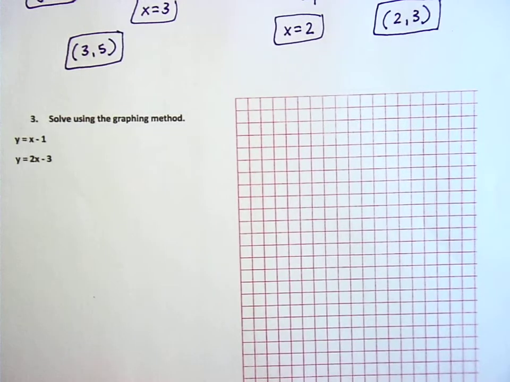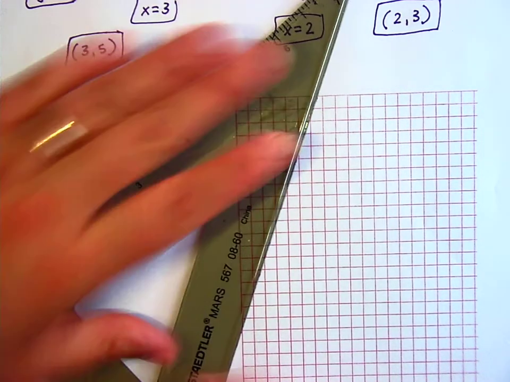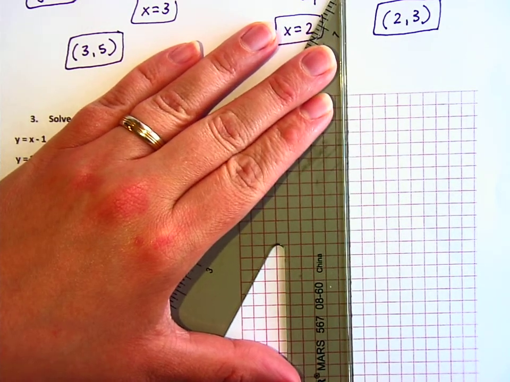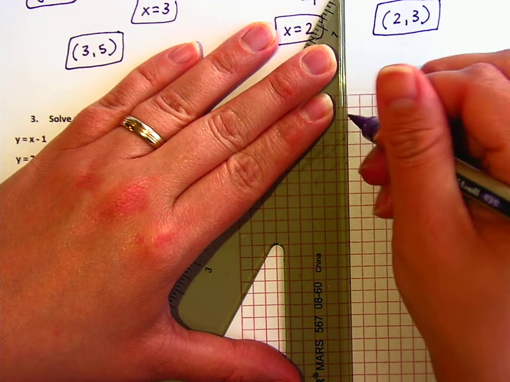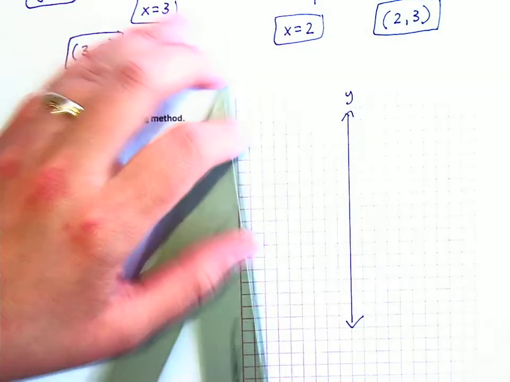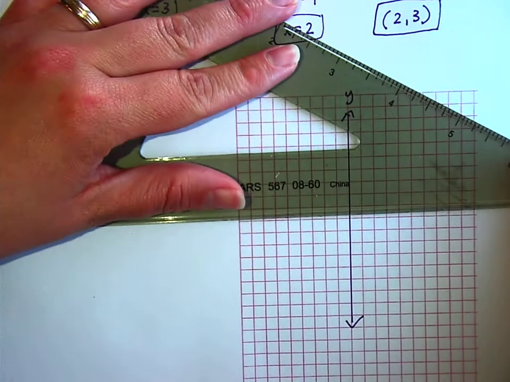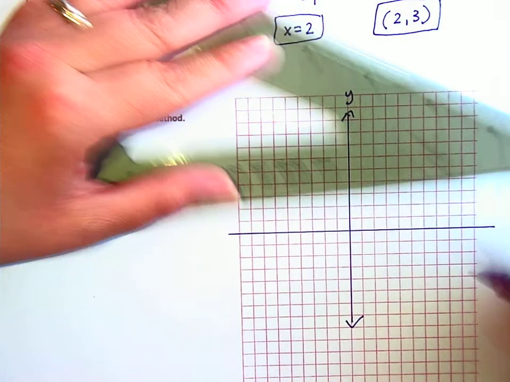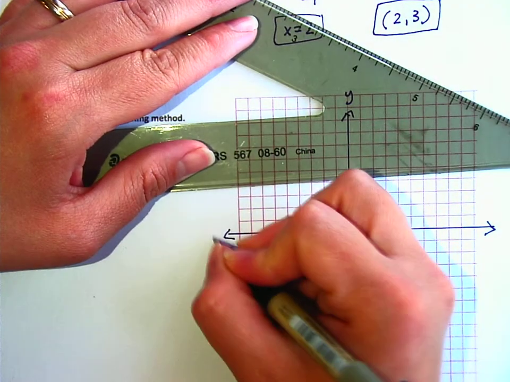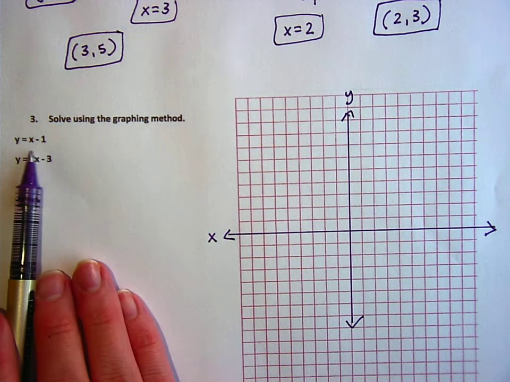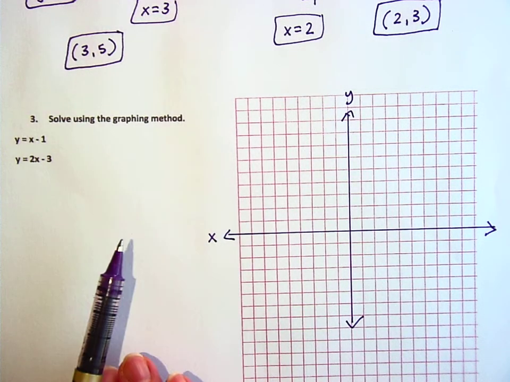Next up, we're going to solve this one using the graphing method. So I've got to get out my super sharp triangle ruler. Draw some axes. There's y. And there's x. Alright, so I'm going to solve using these axes.